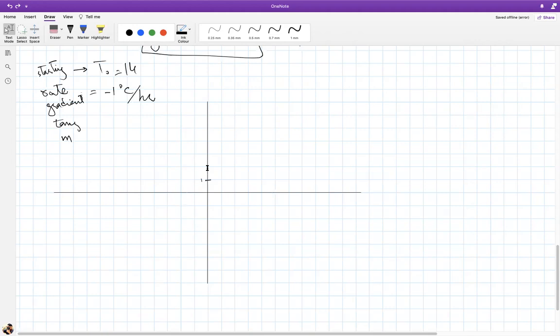And it's falling -1 every hour. So after 1 hour, it will fall 1. So I'll simply be like, okay, after 1 hour, which means when time is 1, it has fallen by 1 degree Celsius, which means that the temperature is 1 down. So basically 1 step down.